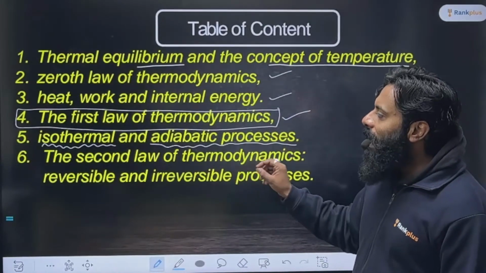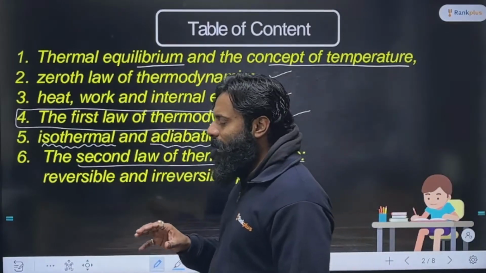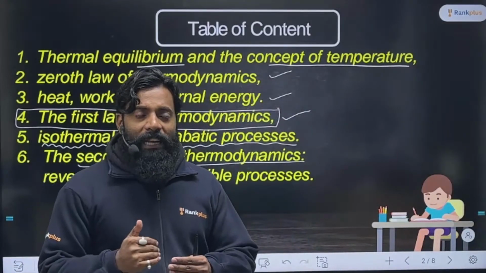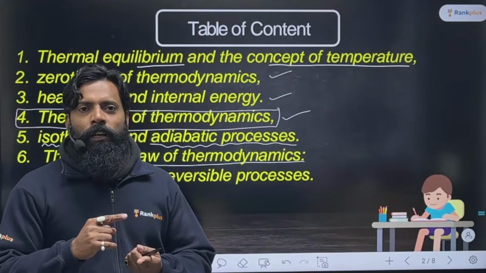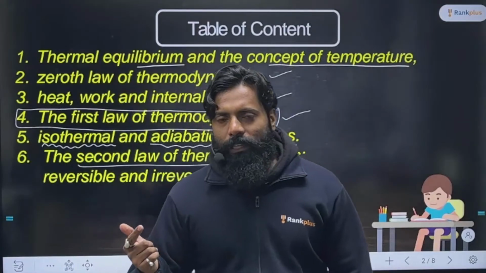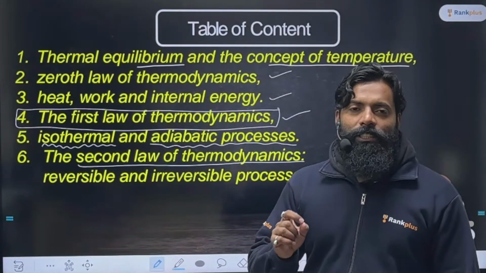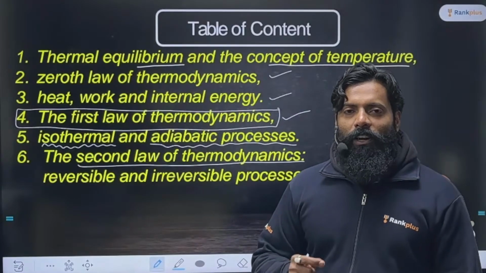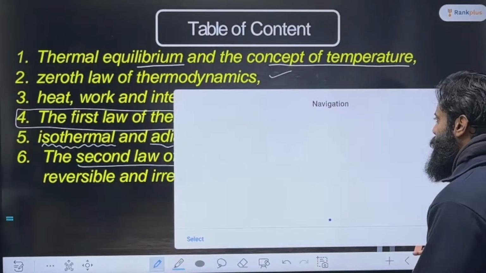Then the last portion is the second law of thermodynamics. It basically tells us about the randomness, whether this reaction is reversible or not, and whether this reaction is spontaneous or not. So we have to calculate the Gibbs energy, and according to that Gibbs energy, we can ultimately come to the conclusion that yes, this reaction is feasible or this reaction is not feasible. Okay, so these are the only topics which we have to cover.